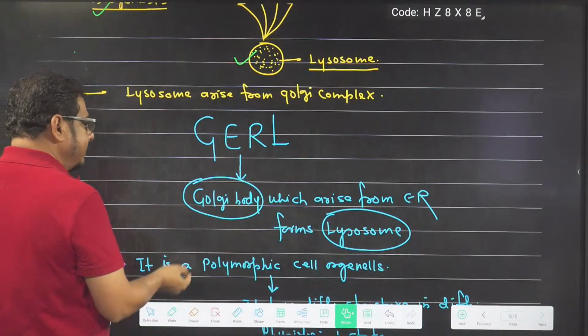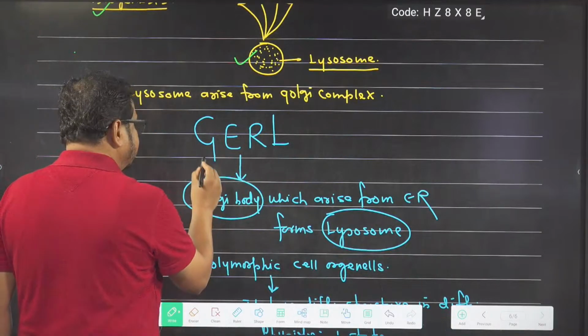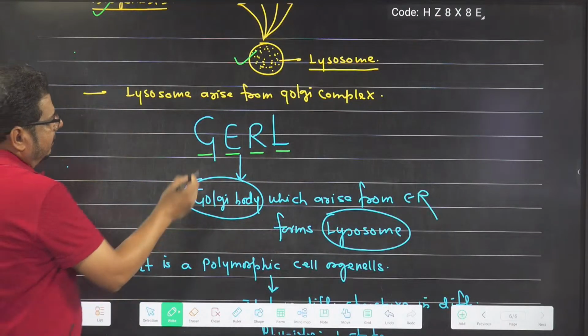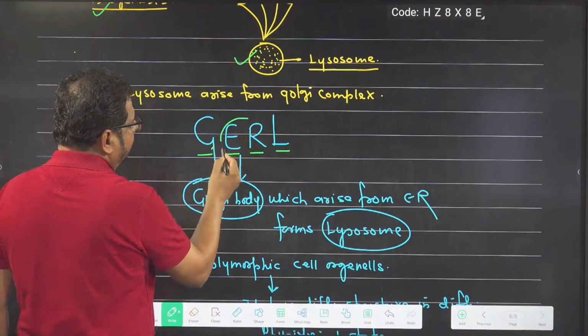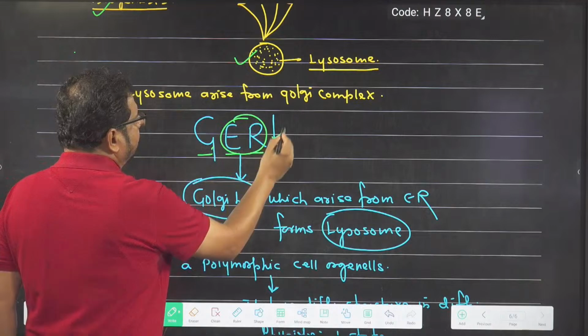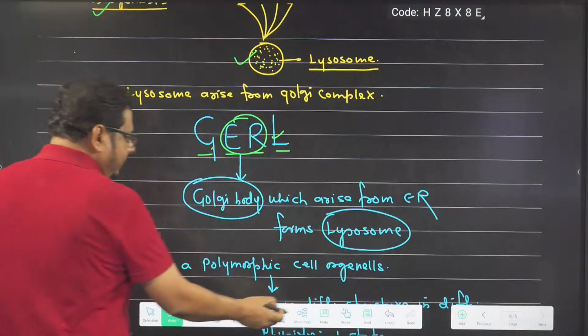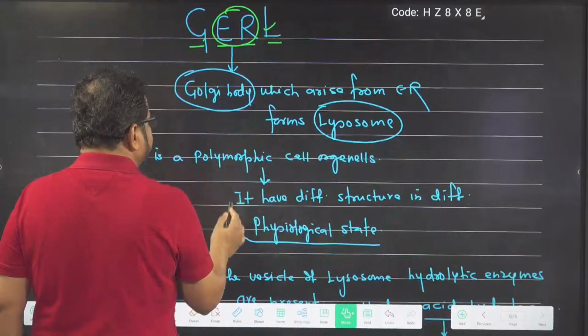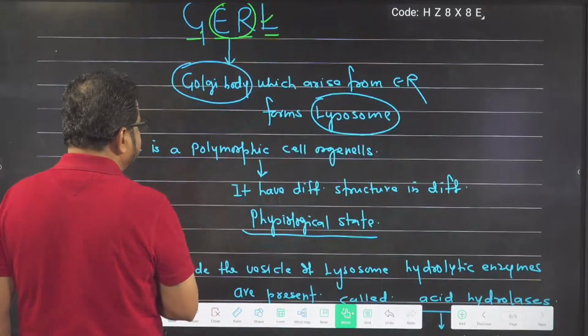And if you talk in somehow more detail, I wrote what? GERL. What is the full form of it? Golgi complex which arises from ER gives rise to lysosome. Got the idea? So this is the meaning of this GERL, it is helping you about the biogenesis.